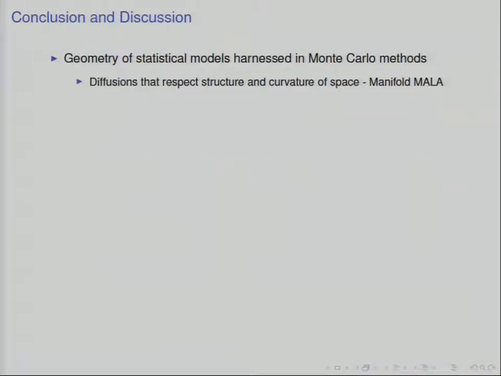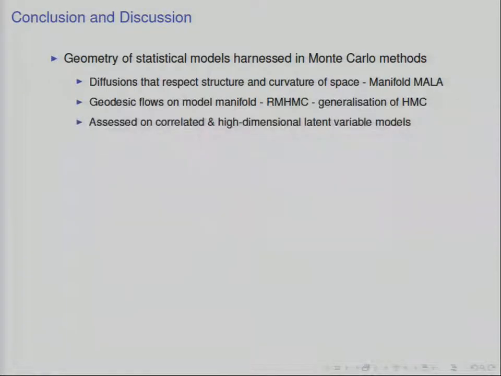So let me conclude and then throw some ideas to you if you're hungry for ideas for PhDs or so forth. What I've tried to convince you is that the underlying geometry of statistical models, of probabilistic models, can be harnessed in a very useful way in Monte Carlo methods. I spoke about diffusions with respect to structure and the curvature of the space, this manifold MALA. I showed you how we could exploit the geodesic flows on the model manifold by employing this Riemannian manifold Hamiltonian Monte Carlo scheme, which is a generalization of the HMC, and it fixes an awful lot of the shortcomings of HMC.